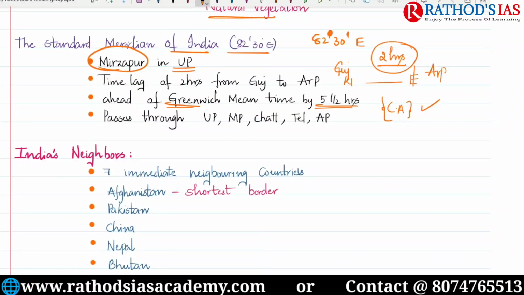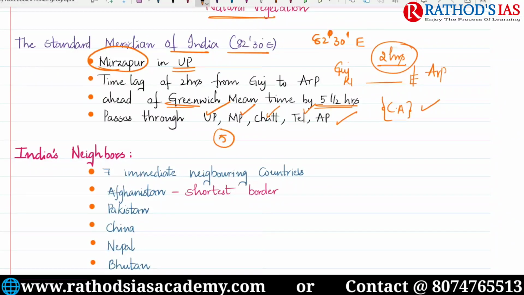And one more thing here is the Standard Meridian of India, which mainly passes through 5 states. So which are those states? First one is UP, second one is MP, third one is Chhattisgarh, fourth one is Telangana and fifth one is AP. So through these 5 states the Standard Meridian of India mainly passes. So this is also a very important prelims fact.